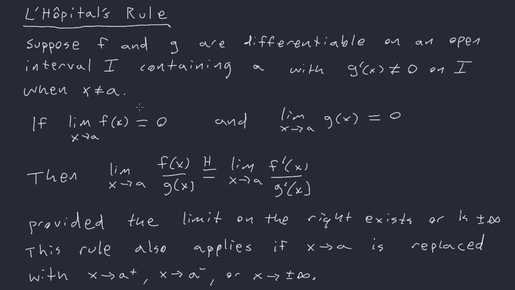Okay, so if the limit as x goes to a of f of x is equal to 0 and the limit as x goes to a of g of x is 0, then the limit as x goes to a of f of x over g of x, so this would be a 0 over 0 case here, because we've already said that f goes to 0, g goes to 0. Given that, we can instead look at the limit as x goes to a of f prime of x over g prime of x, provided this limit on the right exists or is plus or minus infinity.